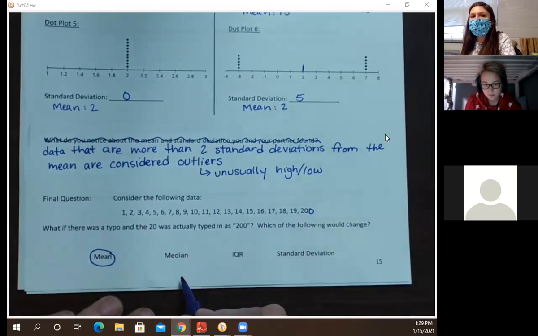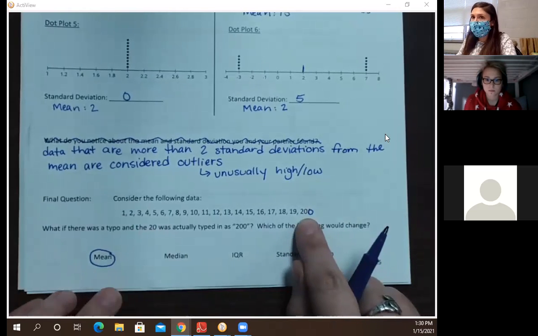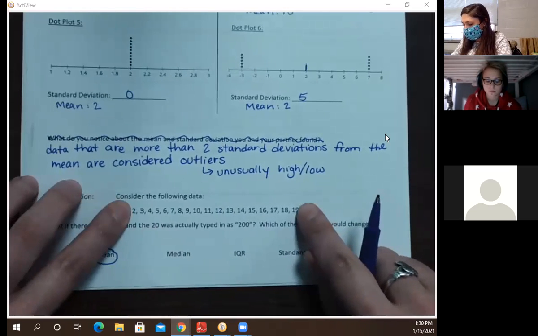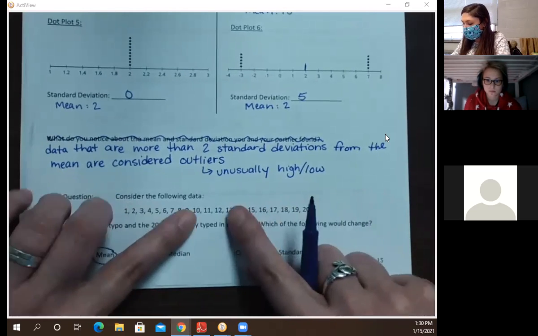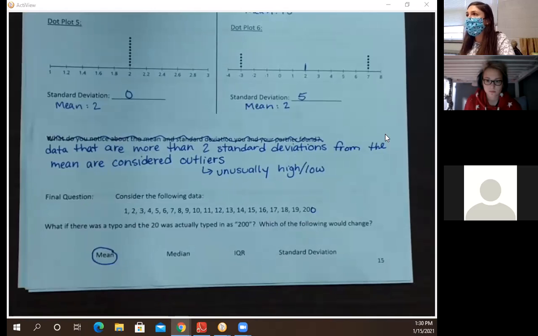What about our median? Remember, median is that middle value once they're in order. Drew, you're saying no. Why no? It's still the same amount of numbers, right? This number's incorrect now, but it's still only one digit, and I'm still following it to the middle. So our median is going to be the same.